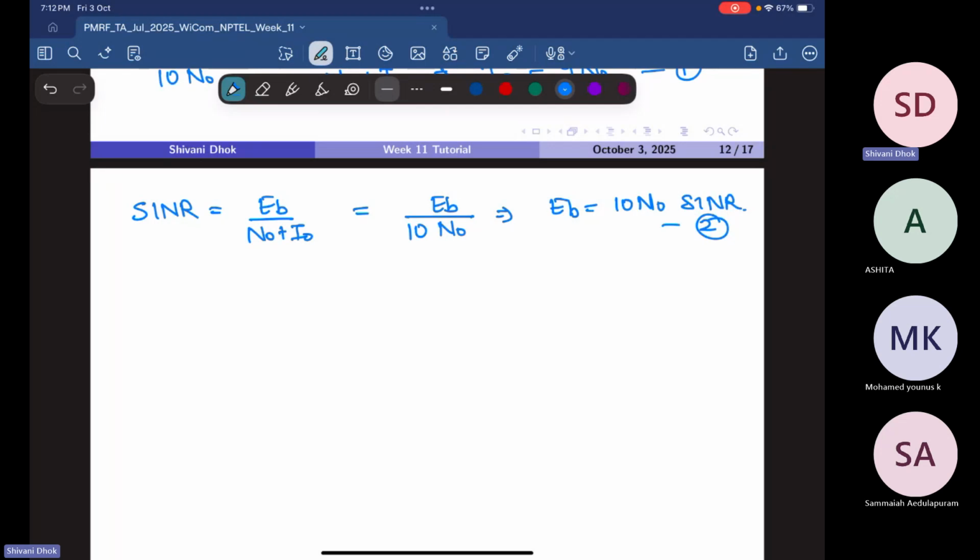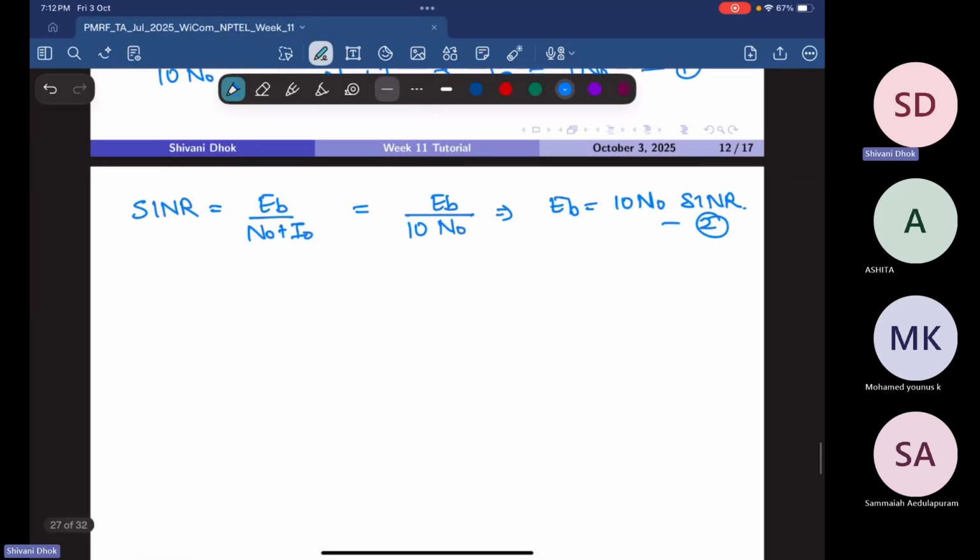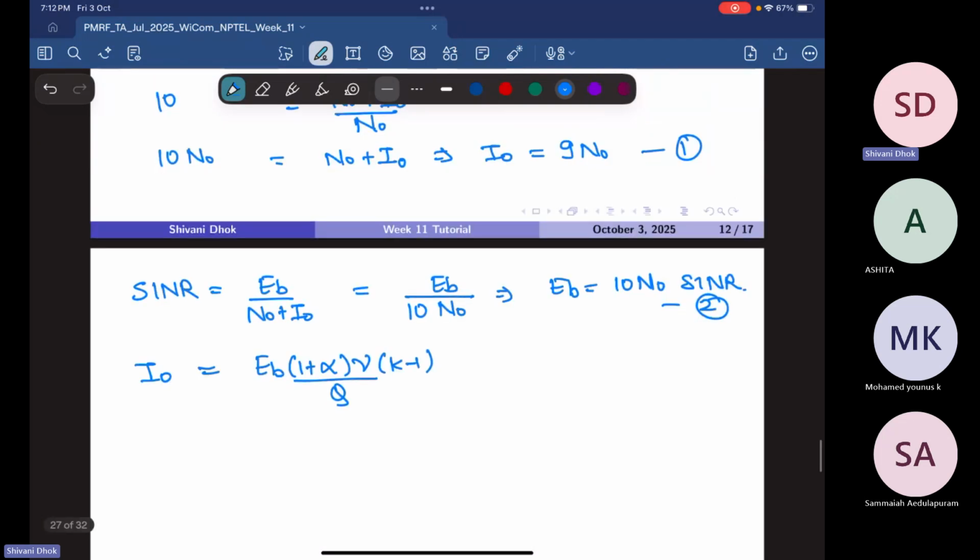Okay, now this I naught is given to us, as we have seen earlier, EB into 1 plus alpha nu into k minus 1 upon Q, capital Q. Now from equation 1, this I naught is 9 times n naught.